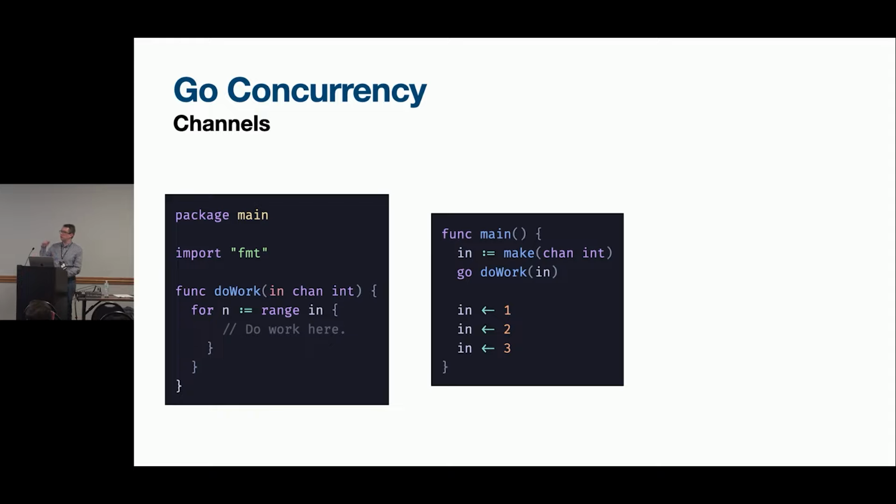If we were to move the doWork Go routine invocation to the end of the main method, the program would block and never execute. As soon as we try to push the first one to the in channel, without any active readers, that would block forever.